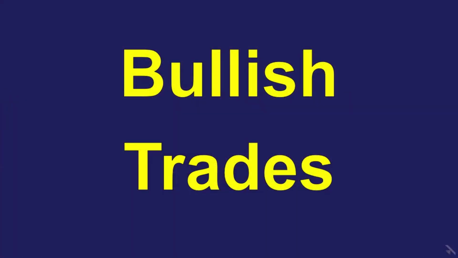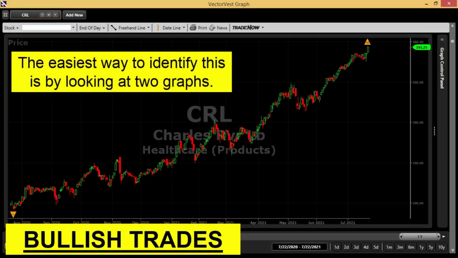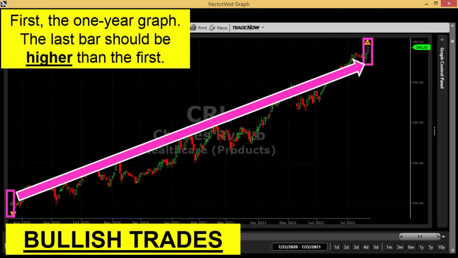First, let's look at bullish trades. The most important aspect is that the stock is rising in price. And the easiest way to identify this is simply by looking at 2 graphs. First, we're going to look at a 1-year graph. And this is it. This is the simple approach to this. The first bar on your screen over in the lower left, that's the 1 year ago date, needs to be lower than the last bar. So you should be seeing higher highs. The last bar on the screen, which is the current bar, should be higher than the first bar, which is 1 year ago. That shows you long-term price direction.